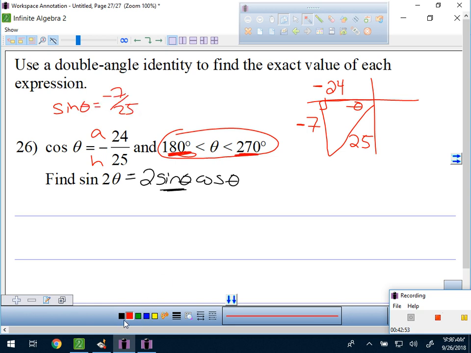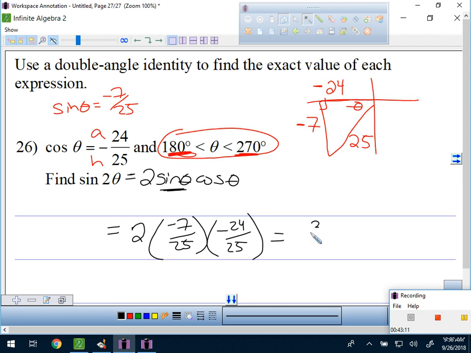So a lot of people were getting confused yesterday. You don't put the sine and cosine. You just put the numbers. So what you'll do is you'll have 2 times negative 7 over 25 times negative 24 over 25. And then let your calculator do the work for you. You should get 336 divided by 625. And so that would be your answer for number 26. Pretty straightforward. Just type in the calculator and you're good to go for 26.